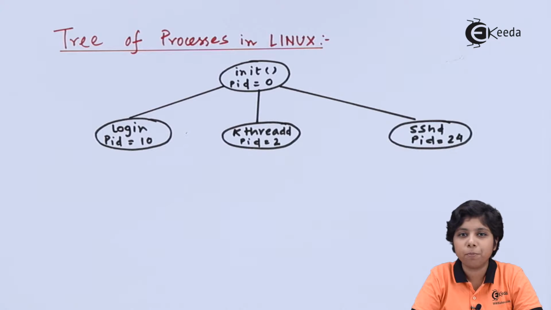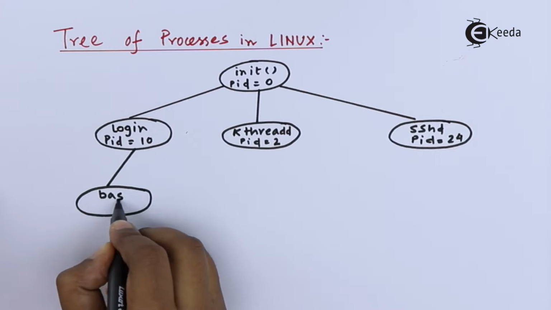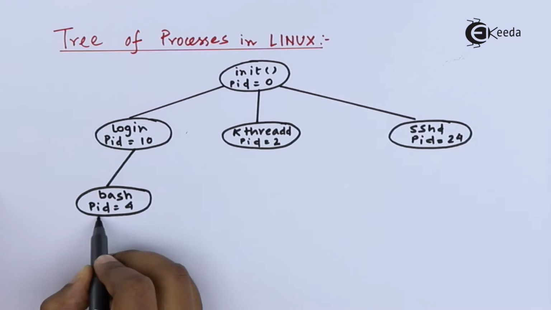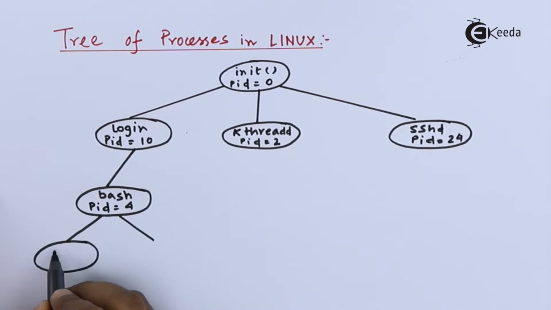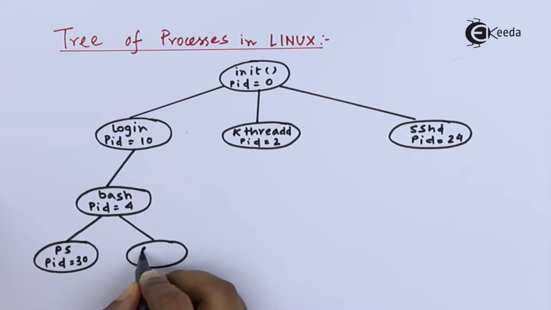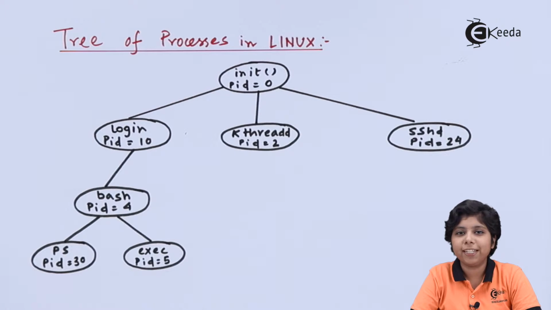The first one is the login process, which manages the login of users directly into the operating system. It can then use a bash shell, which can in turn use many other commands like ps and exec. Here you can see that every process is given a process name as well as a PID in the tree of processes. So the login process is maintaining the logging on of the user into the operating system.